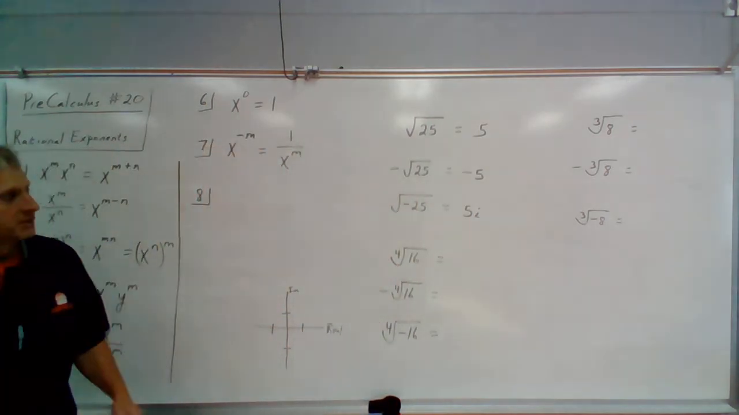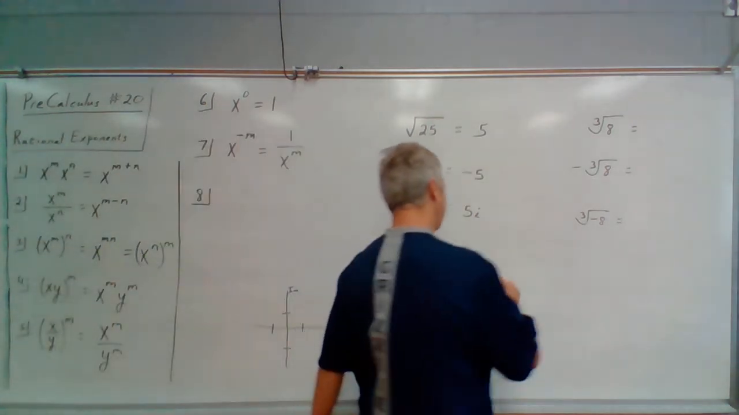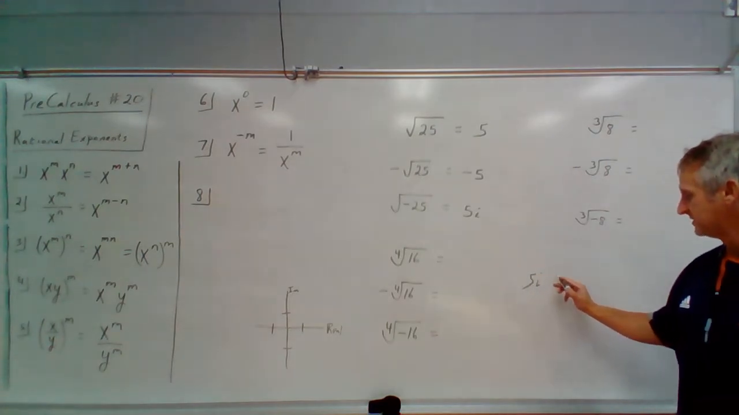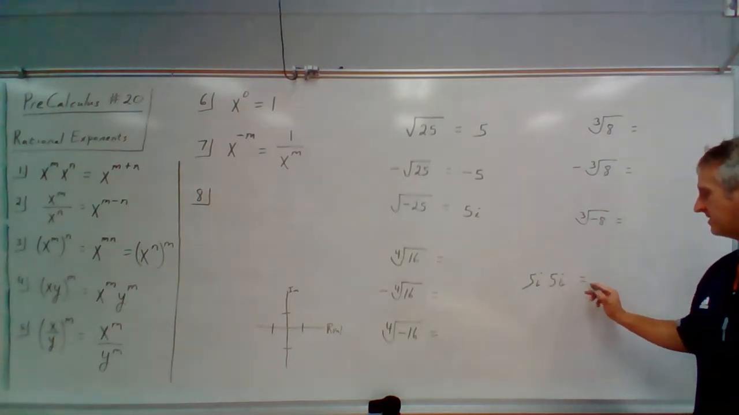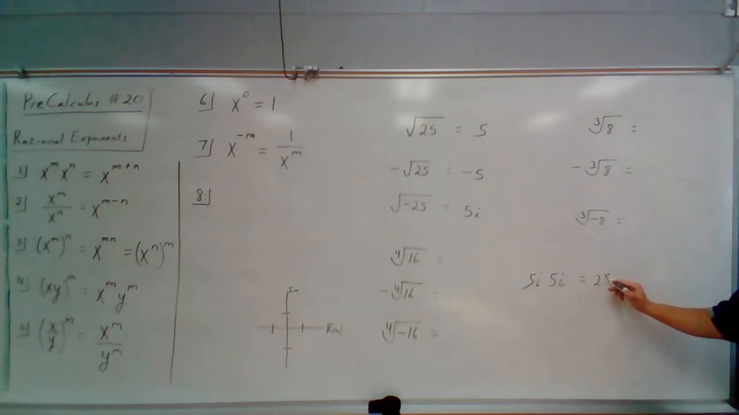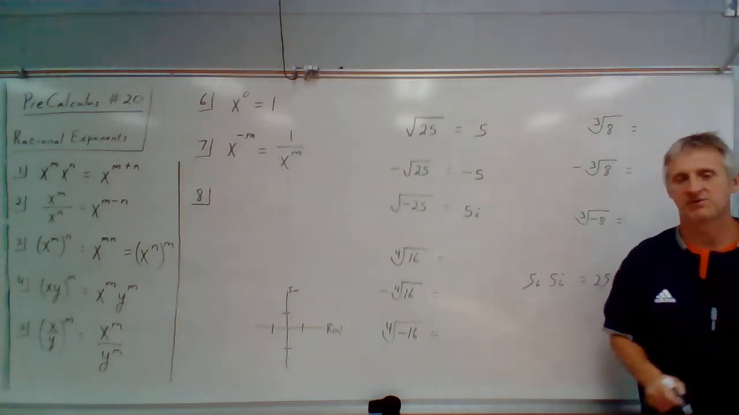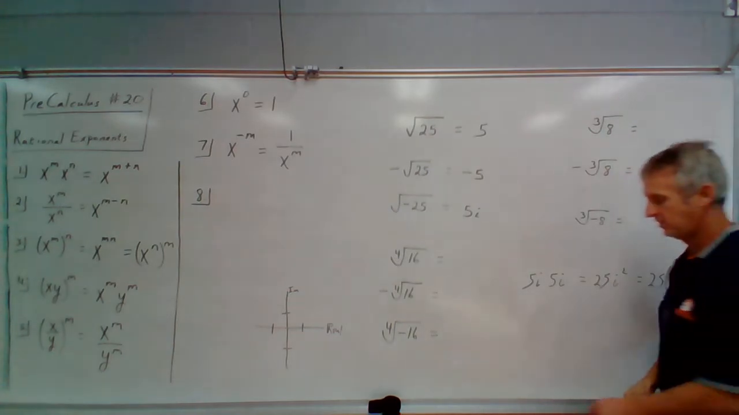Okay. So just to double check that, if I multiply 5i by itself, so 5i times 5i, I get 25i squared. And as you remember, i squared is equal to negative 1. So 25 times negative 1 is negative 25. So 5i would be the square root of negative 25.